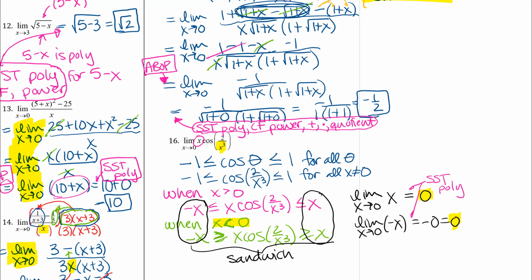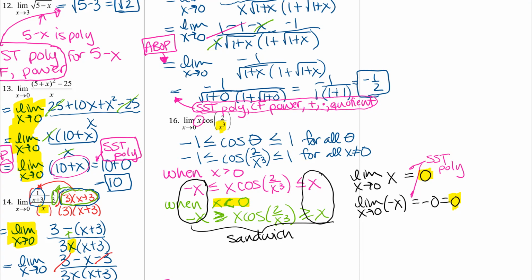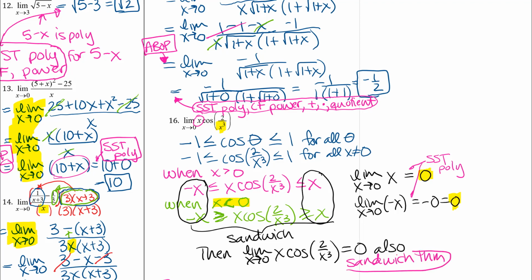So I have to establish the sandwich, and then I have to show that those two functions both approach the same value. And so for this one, at the end, I might write one more sentence and say then the limit that we were originally looking at as x approaches 0 of x cosine of 2 over x cubed, that limit is also 0. And I need to someplace in here say that I used sandwich theorem.